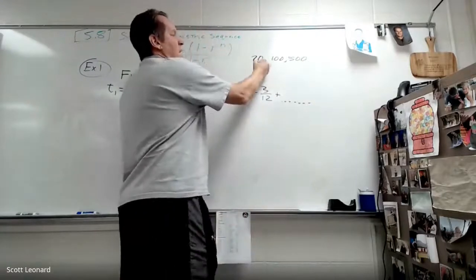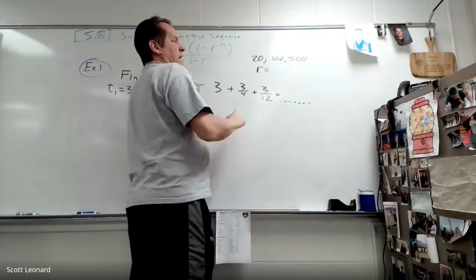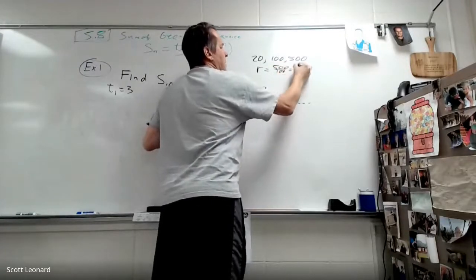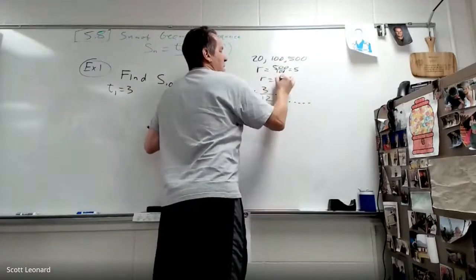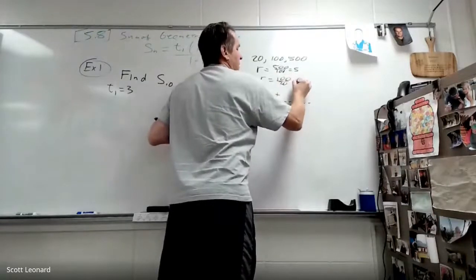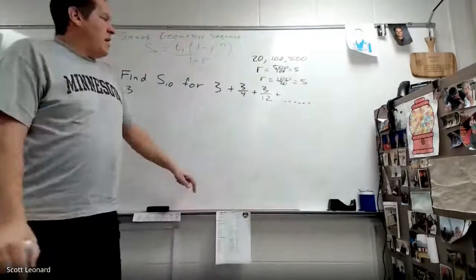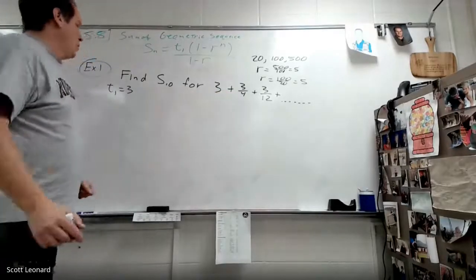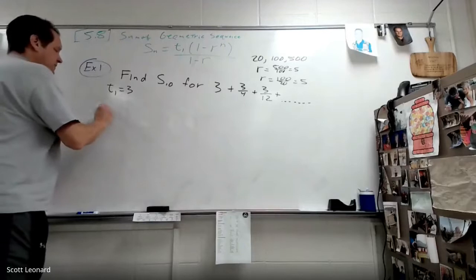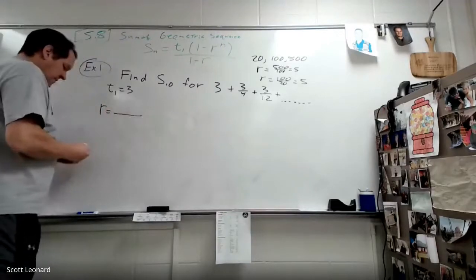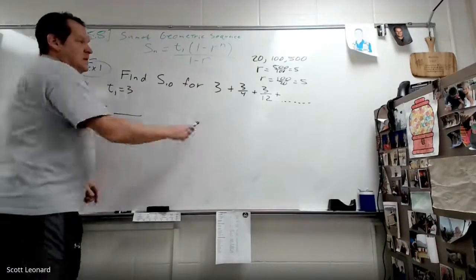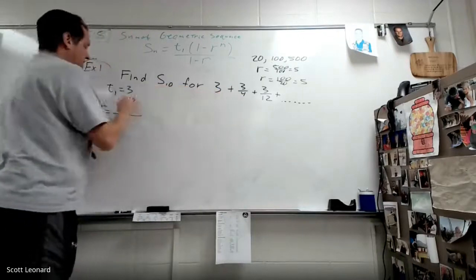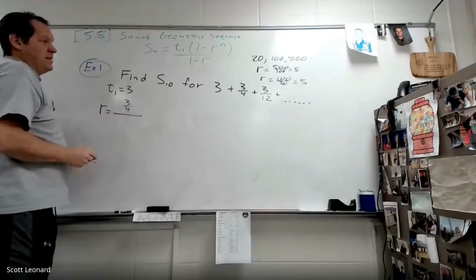I said to find the R value, you can take any number and divide it by the one before it. 500 divided by 100 was equal to 5. Or you could take 100 divided by 20, and it also equaled 5. To find our R value, most of you can do in your head, but this one we're going to have to show a little bit of work. So to find our R value, I'm going to pick one term, 3 fourths, and divide it by the term before it.